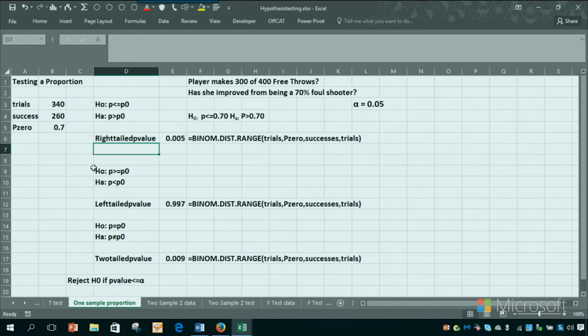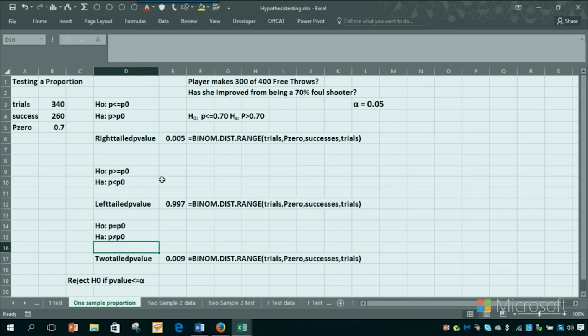That's a right-tailed alternative. We could have a left-tailed alternative, that the null hypothesis is that P is greater than or equal to P0, or P equals P0. The alternative is P less than P0. We can also have a two-tailed alternative, that P equals P0 is the null, and P not equal to P0 would be the two-tailed alternative.